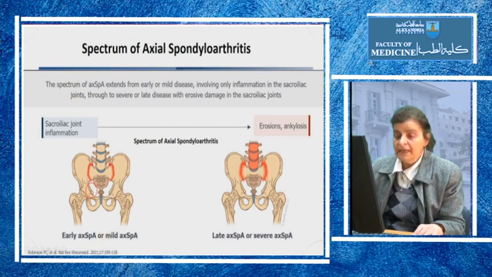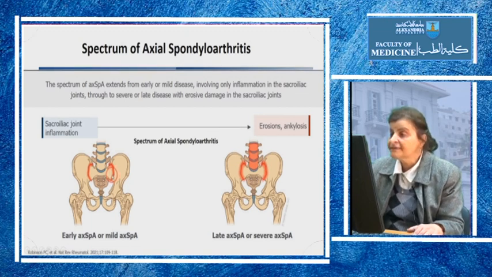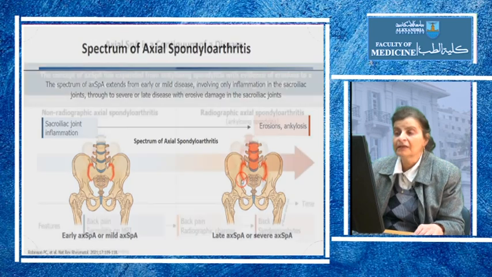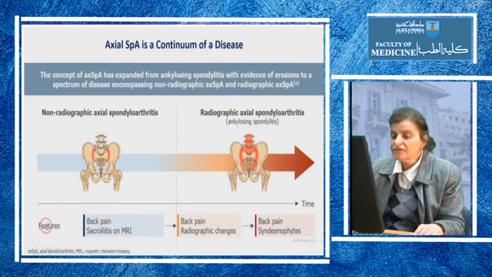In the beginning, it may be early axial SpA, with very mild manifestations on the sacroiliac joint, which are not seen on the plain X-ray. That is why we do magnetic resonance imaging. We do an MRI, and if we do not treat the disease, it may progress to a severe form where we get severe erosions and ankylosis and full-blown ankylosing spondylitis. So as you see, it's a progressive disease.